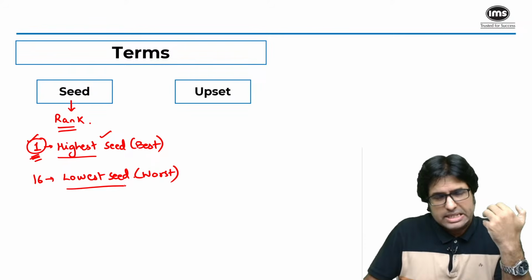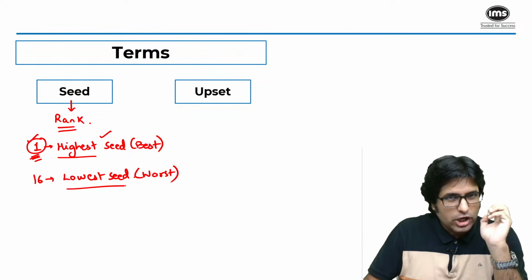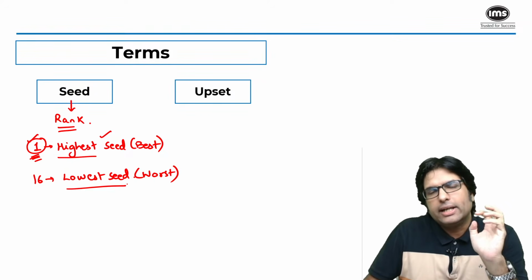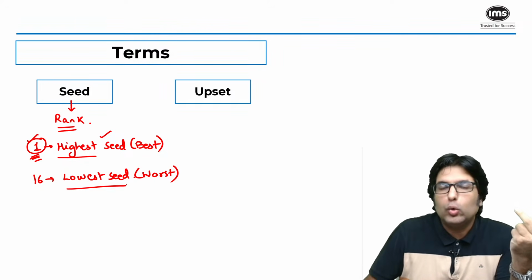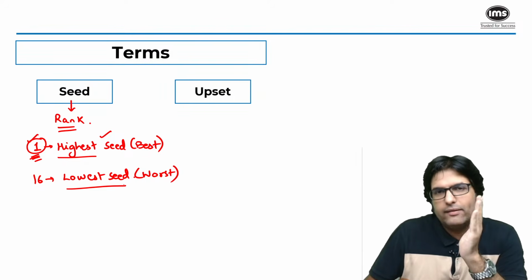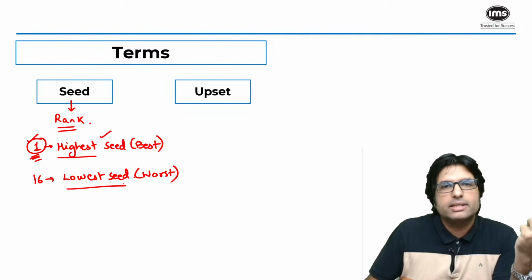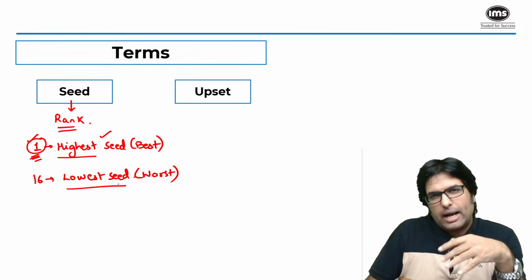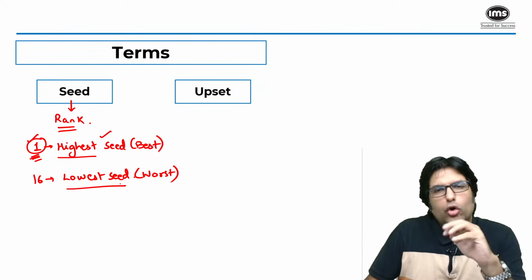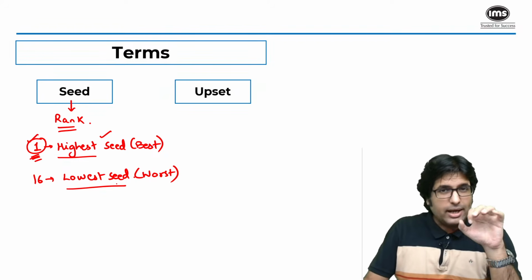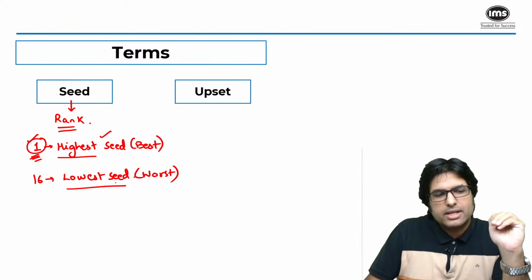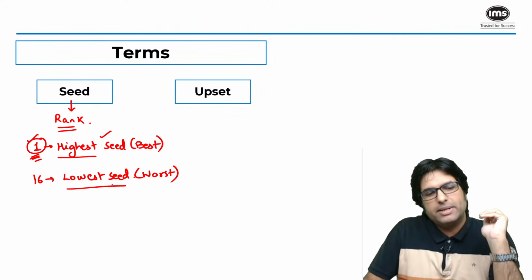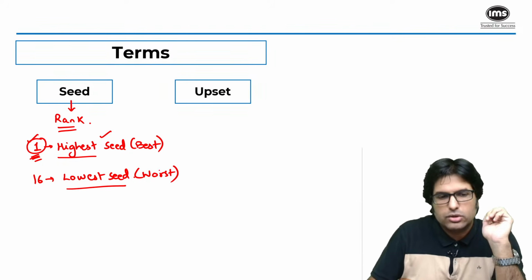There could be 16 players, 32 players. Generally, you would find that the number of players is of the form 2 to the power n, and we'll realize very quickly why that is the case. We'll also take an example, what if the players are not of the form 2 to the power n. So I'll try my best to cover all eventualities, all variations, all possibilities, but at this stage just understand the concept of seed. Seed is same as rank, highest seed, lowest seed we have understood.